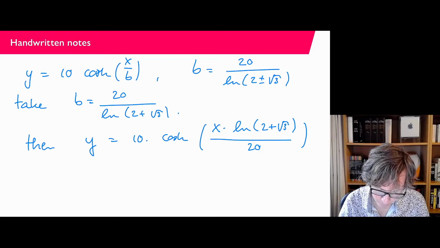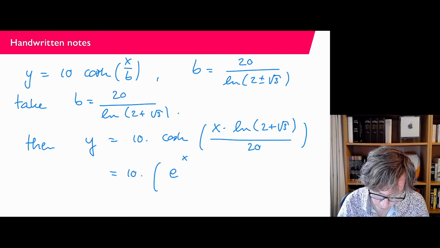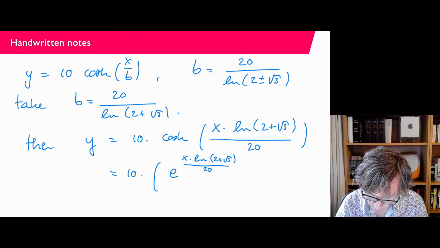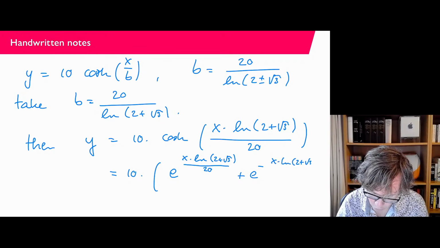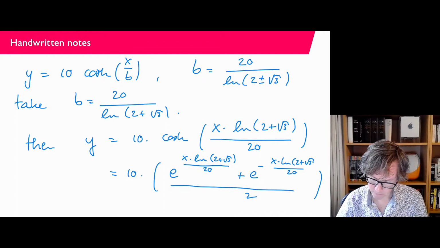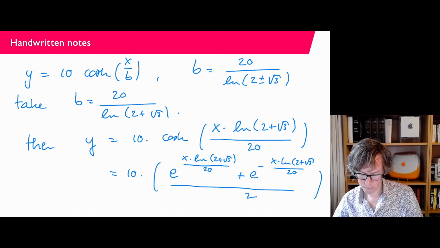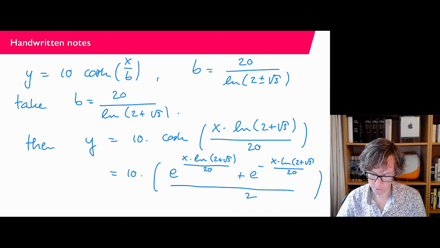So that is the same as 10 times e to the power x times ln 2 plus square root of 3 over 20, plus e to the power minus x times ln 2 plus square root of 3 over 20, and the whole thing divided by 2. Okay.